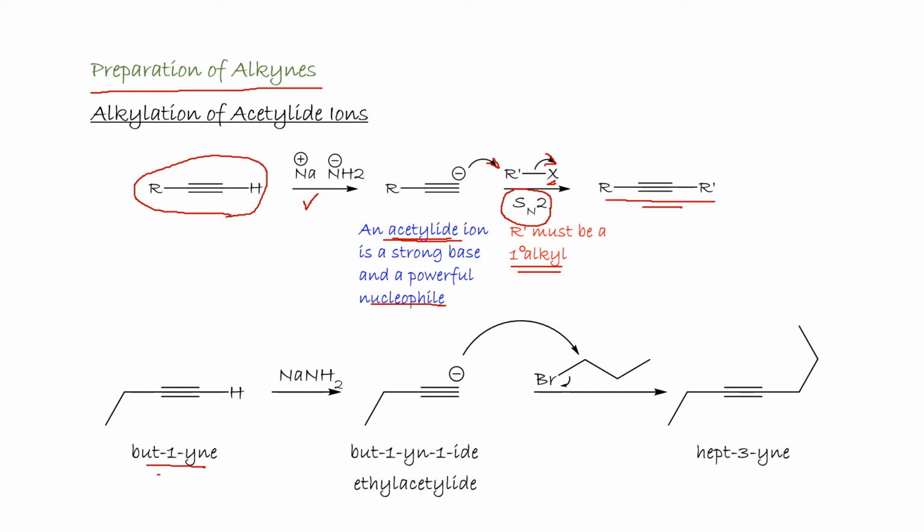So having but-1-yne with sodium amide will form but-1-yn-1-ide, then SN2 reaction to form hex-3-yne.